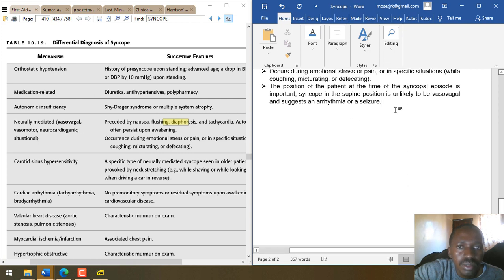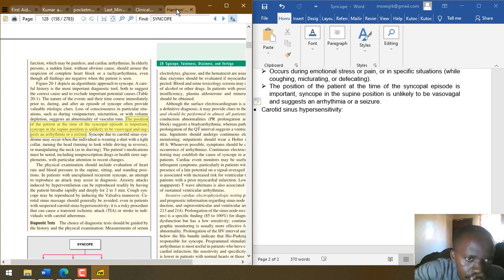Okay, so those are the main types of syncope. I think the other important one here is carotid hypersensitivity, carotid sinus, because I saw a segment in Harrison. I saw something here: carotid sinus syndrome.